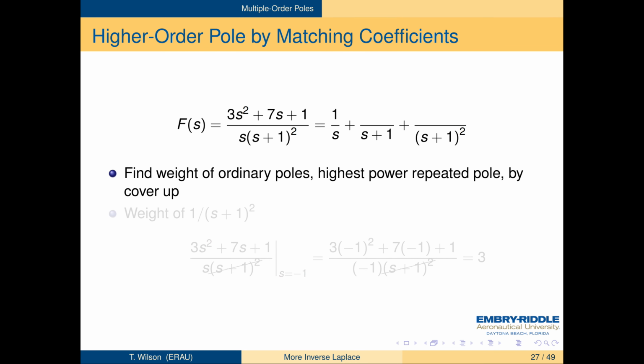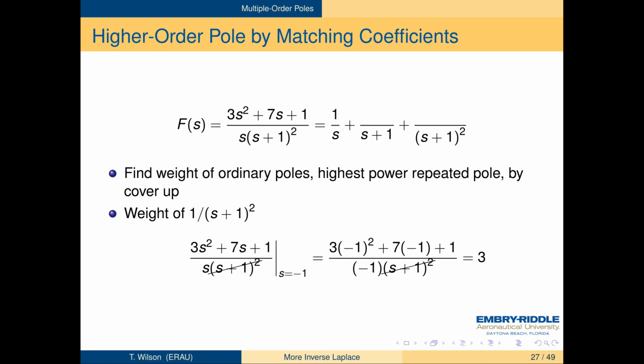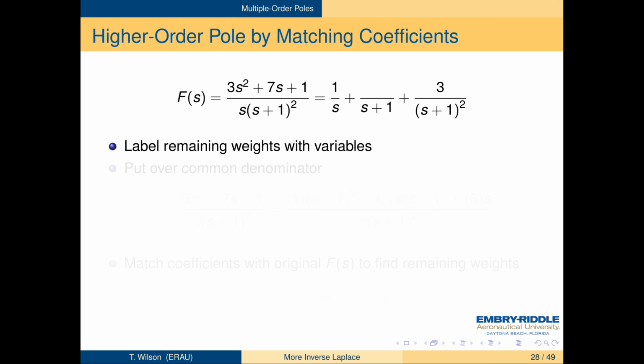Next, to find the weight of the highest power pole, we do the same thing as we do with the ordinary cover-up weight. We cover up s plus 1 squared and evaluate what's left at s equals minus 1, this time resulting in 3. We put that into the partial fraction expansion too. Now we have one term with an unknown weight. We label that weight with a variable. By the naming scheme we were using earlier, this would be k21 since it's the first of the powers of the second root, s equals minus 1. In general, you would label the weight of all the powers of the repeated pole except for the highest power.